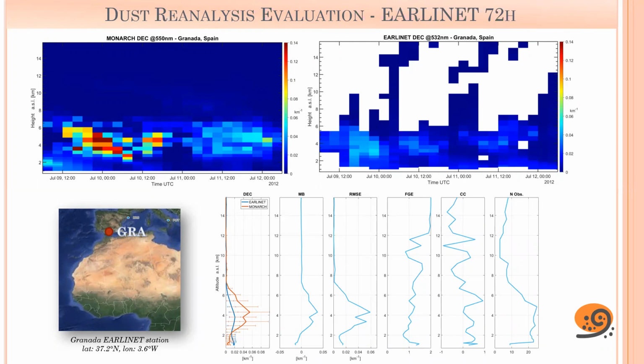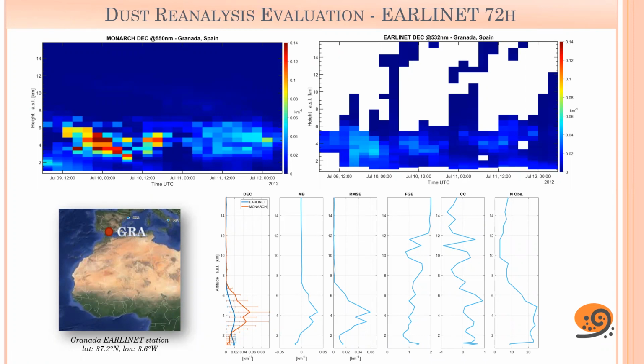For this study, we did the comparison over Granada station, which is located close to the dust sources of the Western Sahara Desert. The sequence of the simulated profiles shows that Monarch identifies the presence of the dust layer in terms of time and of altitude, but not in terms of magnitude.